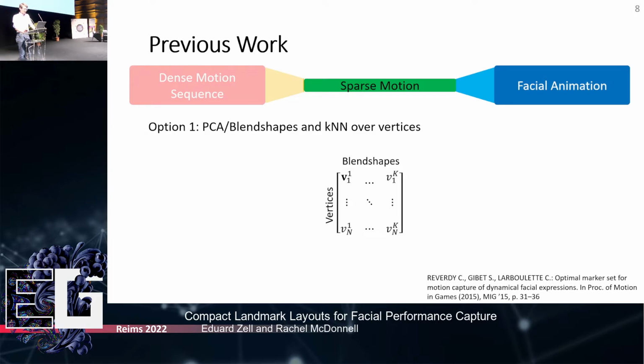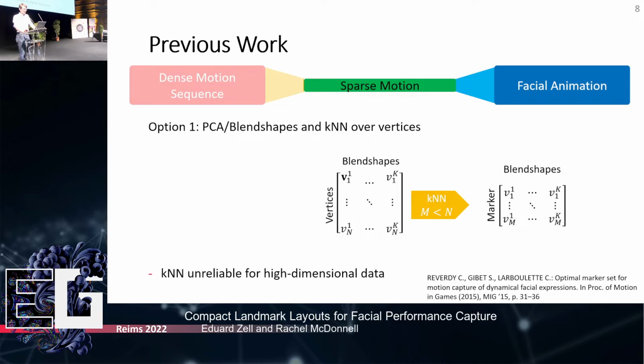So later, Reverdy et al. suggested to cluster only the blend shape matrix as it is, without making any assumptions on the input motions. So here they take advantage of the limited representation power of the facial animation model. However, the problem here is that k-nearest neighbors is known to be unreliable for high-dimensional vectors.